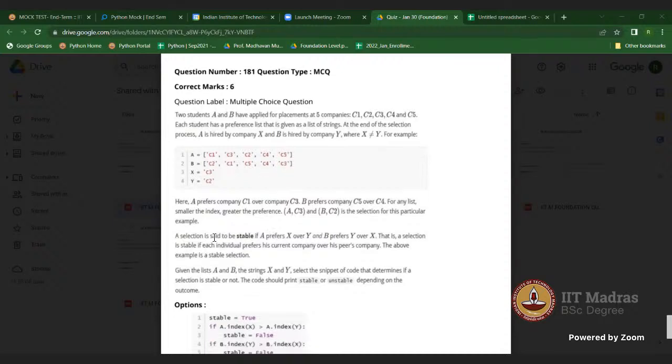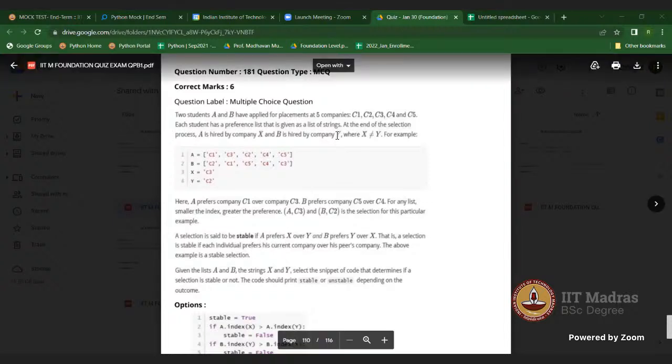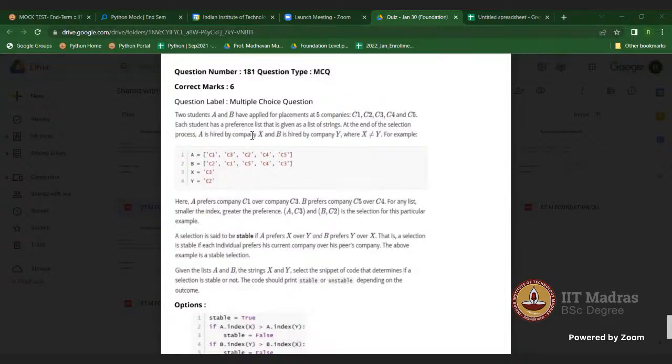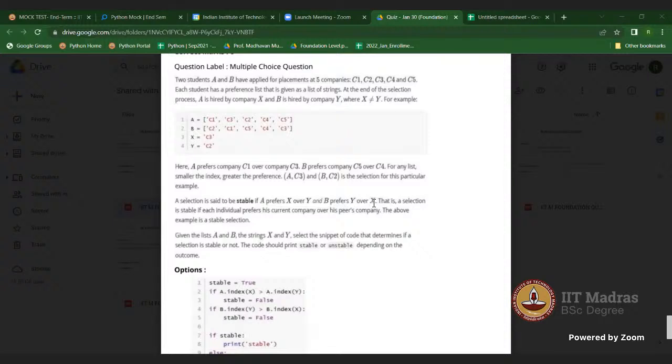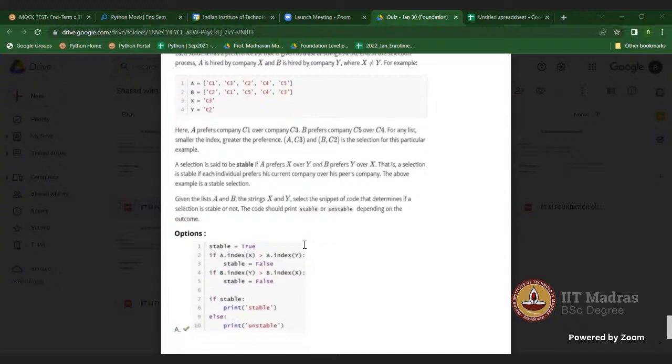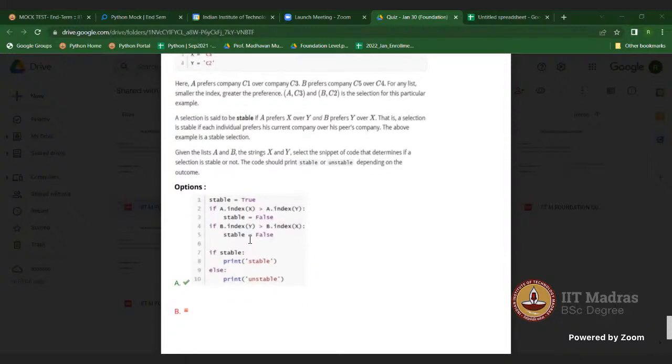A selection is said to be stable if A prefers X over Y. So basically A was added by company X and B was added by company Y, and A prefers X and B prefers Y over X. It is like, let's say I got placed in Apple and you got placed in Amazon. I'm happy with what I have, and if you're happy with what you have, then it is stable. I don't want to switch to your company and you don't want to switch to my company. So that's what the question is.